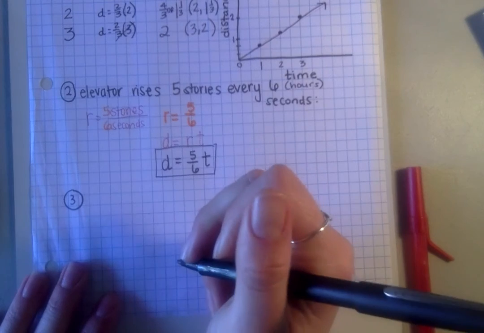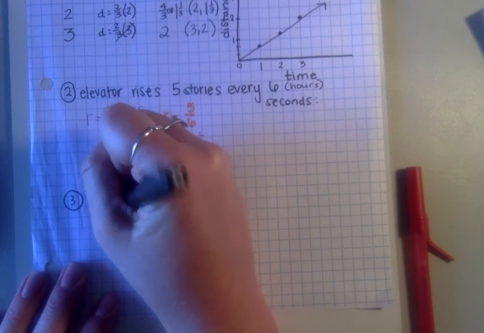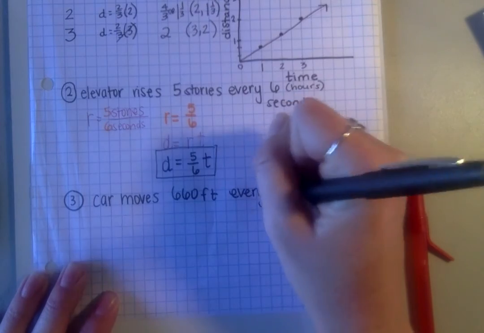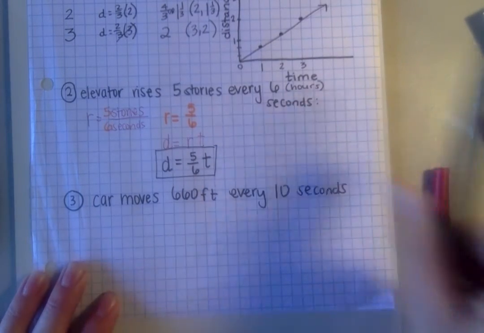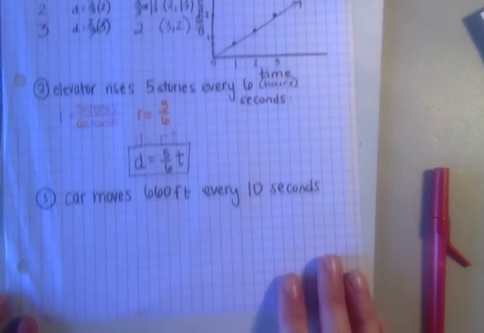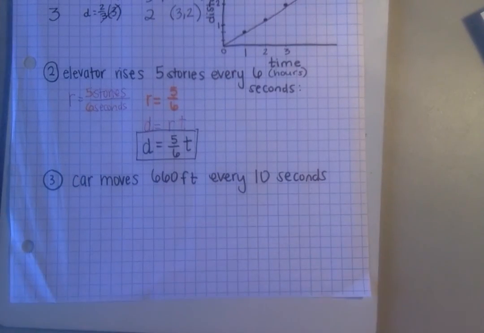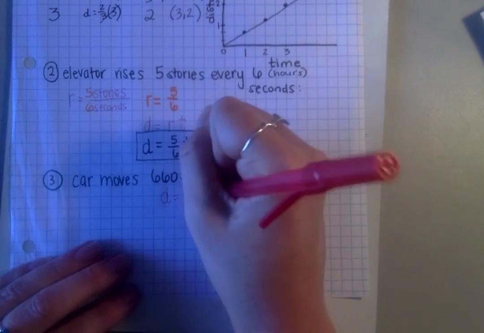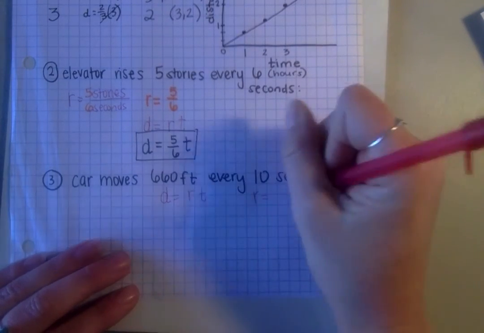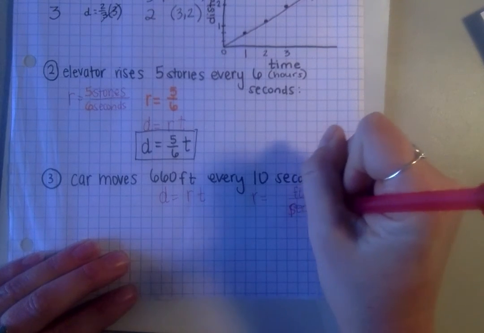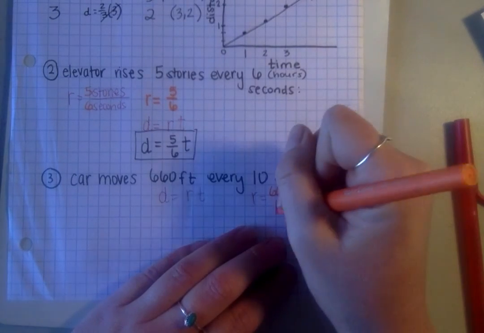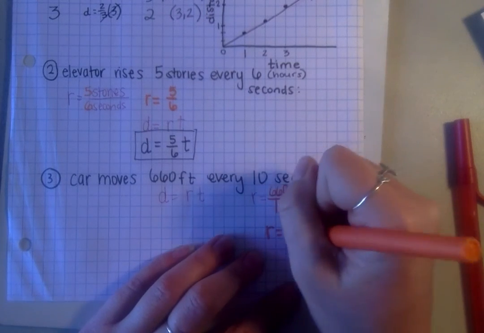One more. If a car moves 660 feet every 10 seconds. Okay, well here again, I can identify that I'm talking about distance because I'm talking about a car moving, feet per second. So my distance will equal my rate times my time. And I know my rate is going to be feet per seconds. And then I can fill in my numbers. Well, I have 660 feet per 10 seconds.